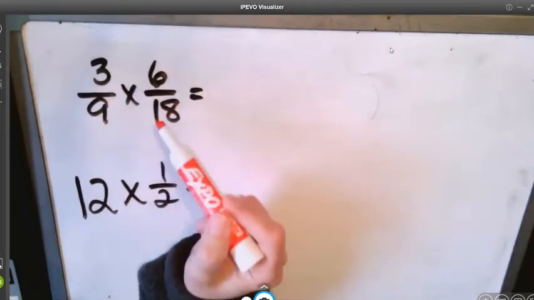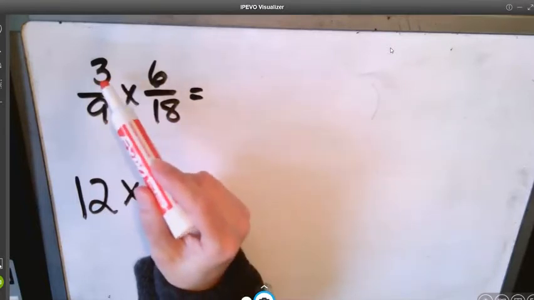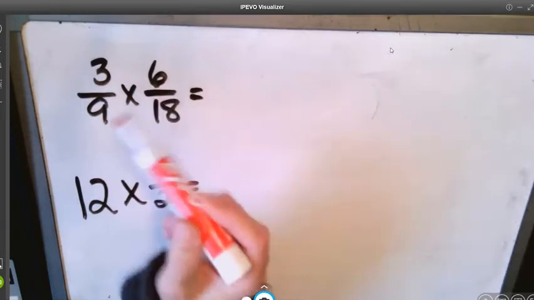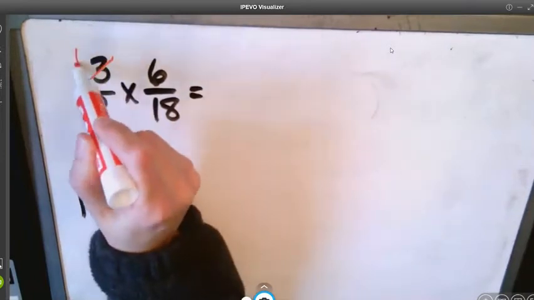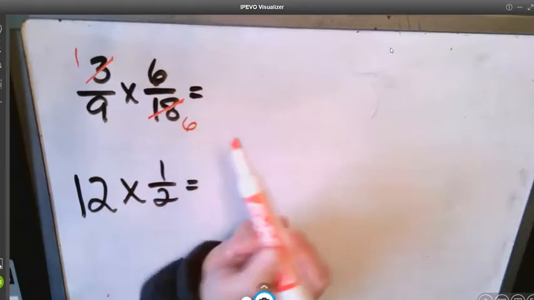The first thing we're going to do is look for common factors. We're going to look at the numerator of one fraction and the denominator of the other fraction. So the common factor would be 3. So I'm going to cross that out. 3 divided by 3 would be 1. 18 divided by 3 would be 6.